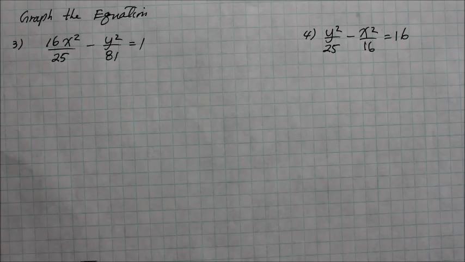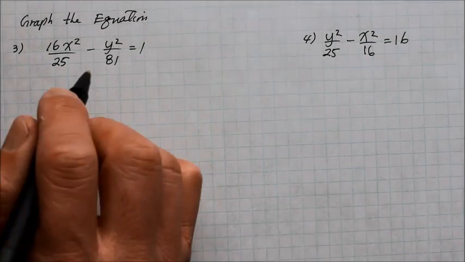Okay, here are some variations on graphing the hyperbolas. If you like, you could pause and see if you could graph numbers 3 and 4 on your own. Otherwise, I can model. For example, number 3.